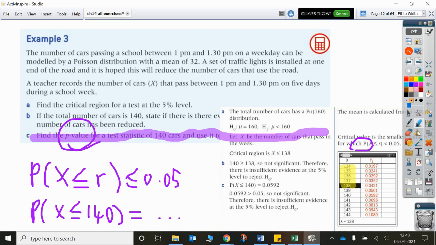Or you can just work out what's the probability that X is less than or equal to 140, which obviously is the easier method here. And the fact that that's above 5% means that it's not significant. Now, that's the easier method. But if the question asks you to find the critical region, then the question will lead you through that method. So you need to know about that as well.